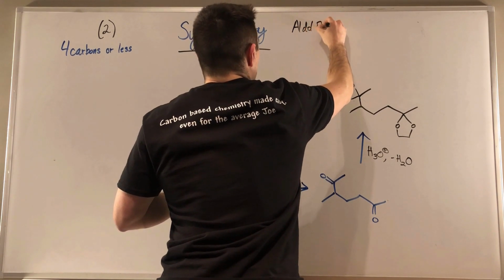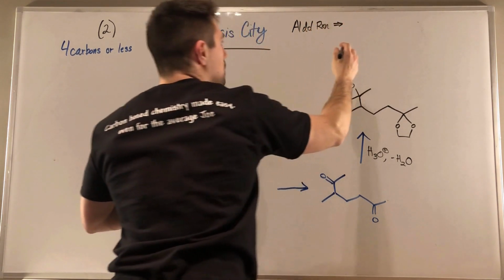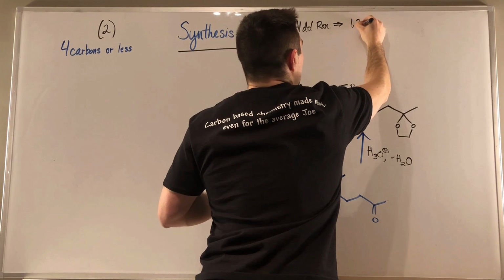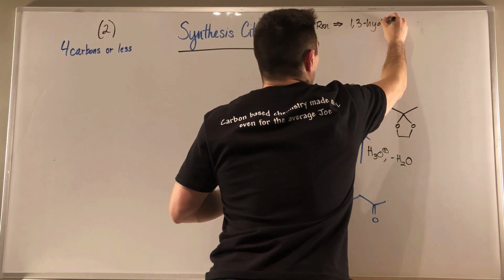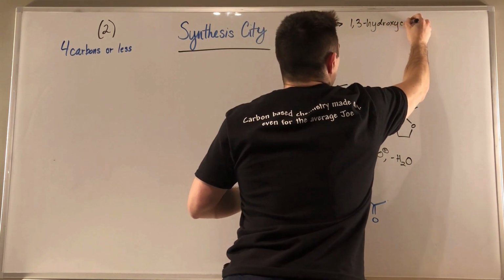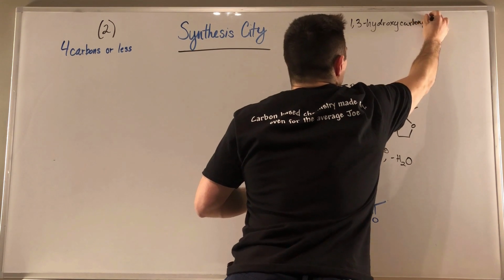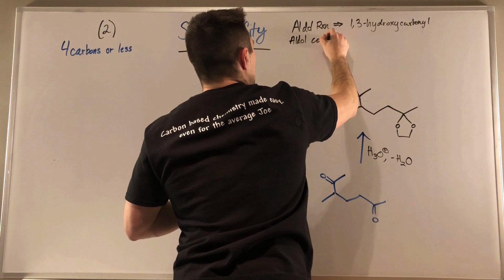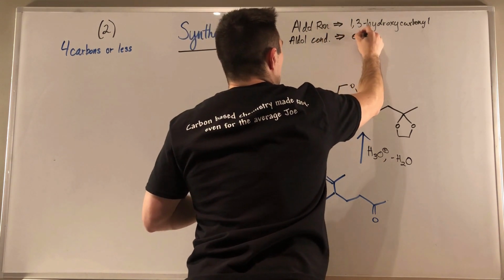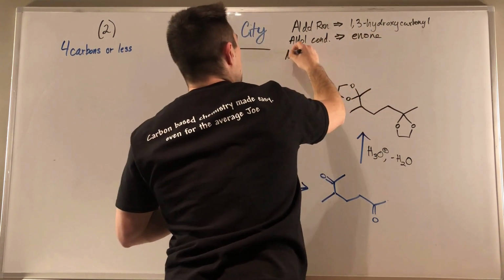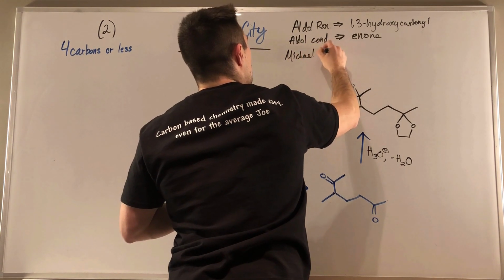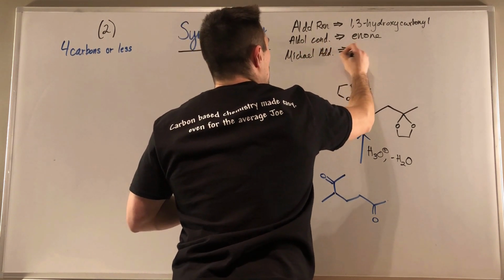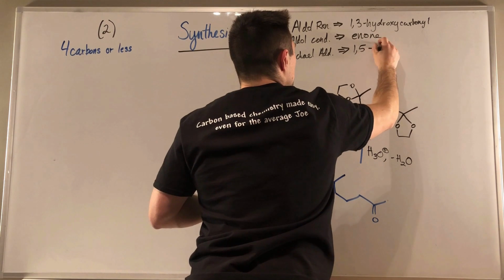With an aldol reaction, we get a molecular relationship that's a 1,3 hydroxycarbonyl. With an aldol condensation, remember, we get an enone. With a Michael addition, we get a 1,5 dicarbonyl.